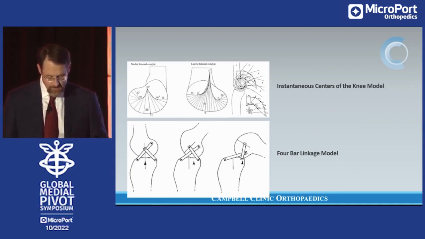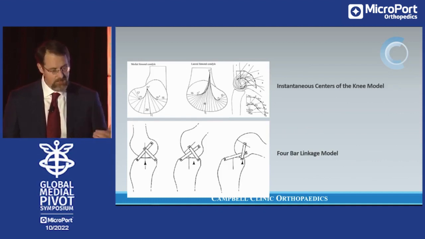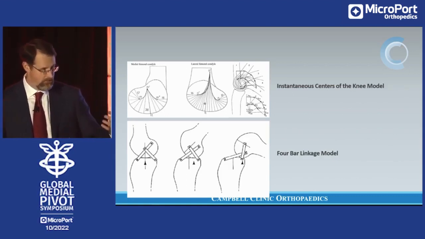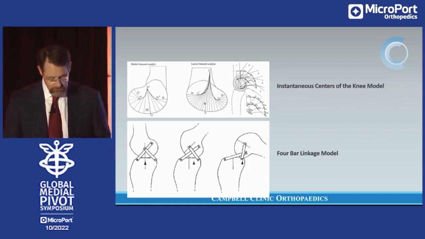And so the only way to model that was to assume that the ACL and PCL were like solid bars that helped push and pull the femur back as the knee went into flexion. And so they designed knee replacements originally to allow for this femoral rollback, right? Posterior stabilized knees had a cam-post mechanism. And for cruciate retaining knees, they had the cruciate ligament retention, which helped pull the femur back as the knee went into flexion.